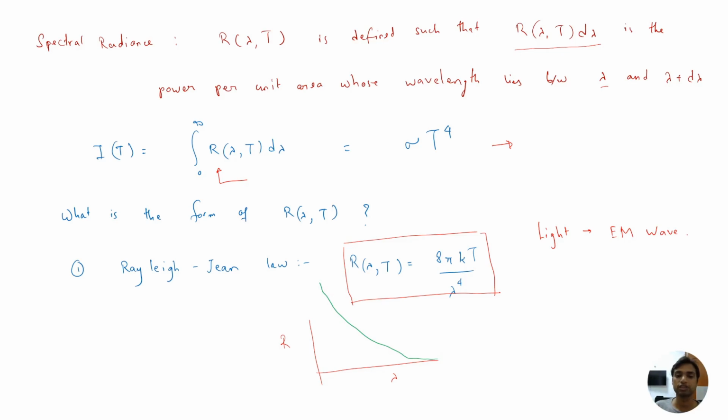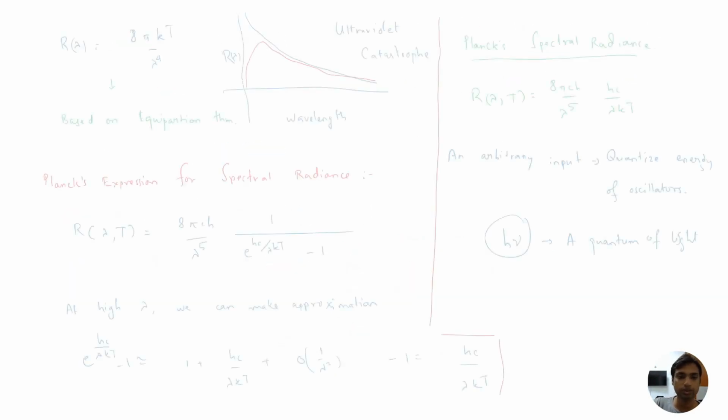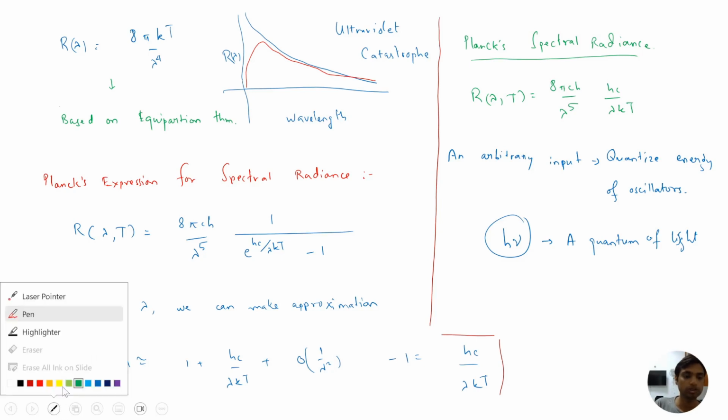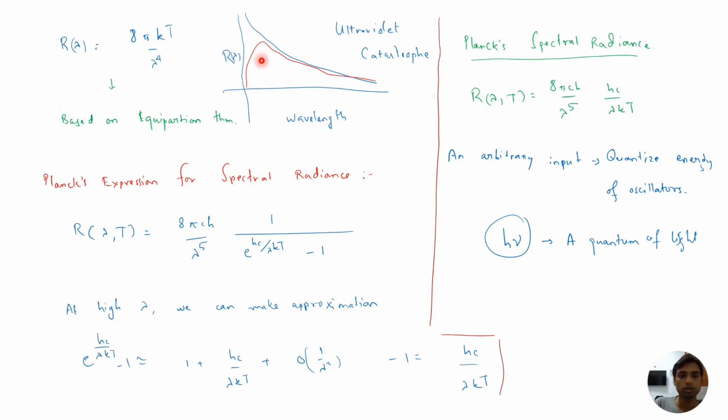this goes to infinity. But what we see in reality is this red curve here. That is the experimental plot. So it matches very well at high wavelength, but at low wavelength we see a very big divergence. Instead of falling, the Rayleigh-Jeans formula goes up, and this is the UV region because the wavelength is small. So this is also called the ultraviolet catastrophe.